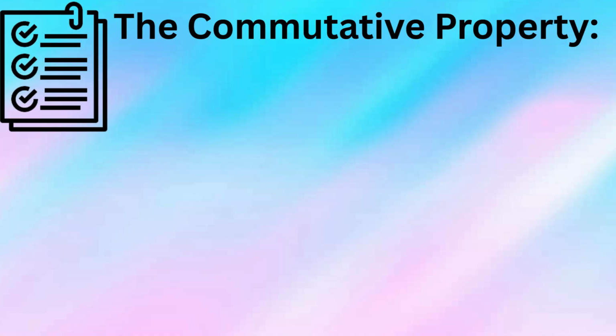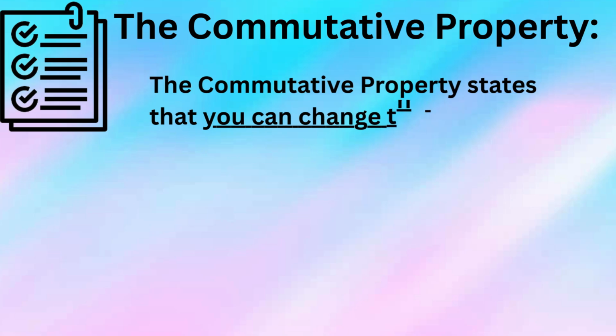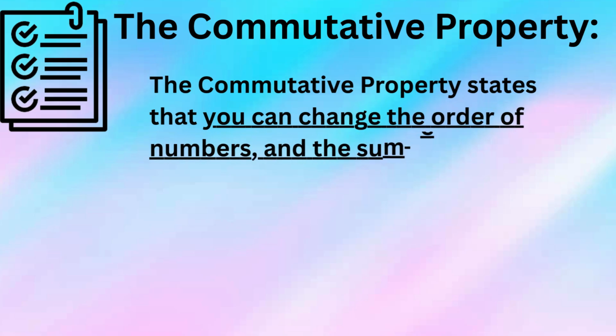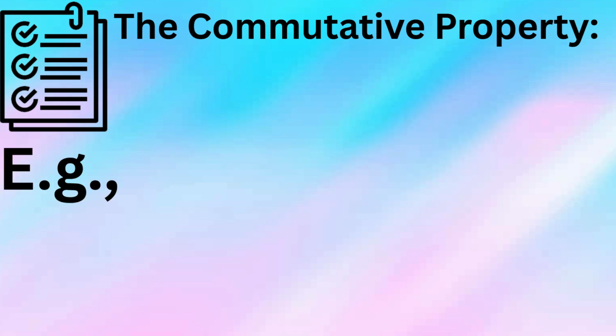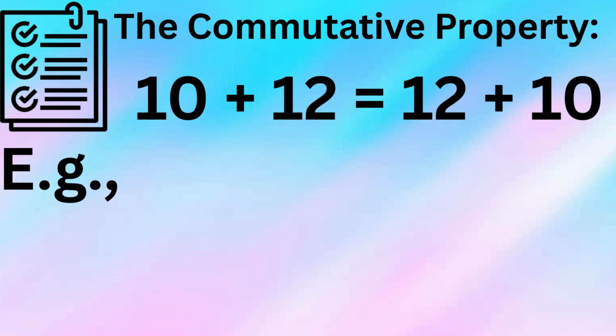The first property you'll be learning today is called the commutative property. It says that you can switch the order of addends, in other words, the numbers you're adding, and the sum stays the same. For example, 7 plus 3 equals 3 plus 7. Alright, here's another example. 10 plus 12 equals 12 plus 10.